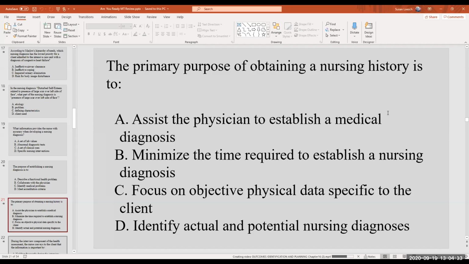All right, so A, assist the physician to establish a medical diagnosis. B, minimize the time required to establish a nursing diagnosis.